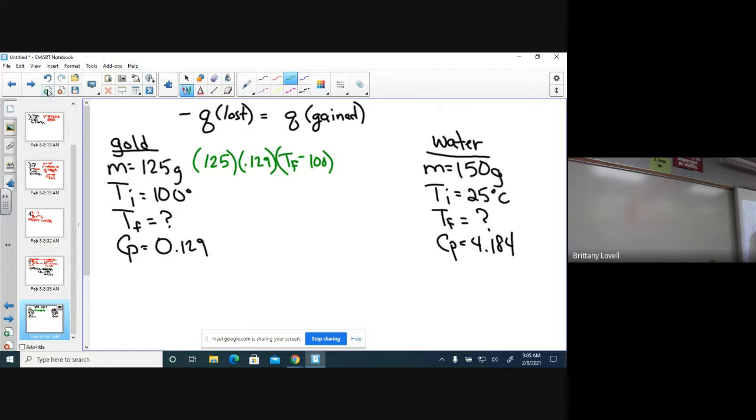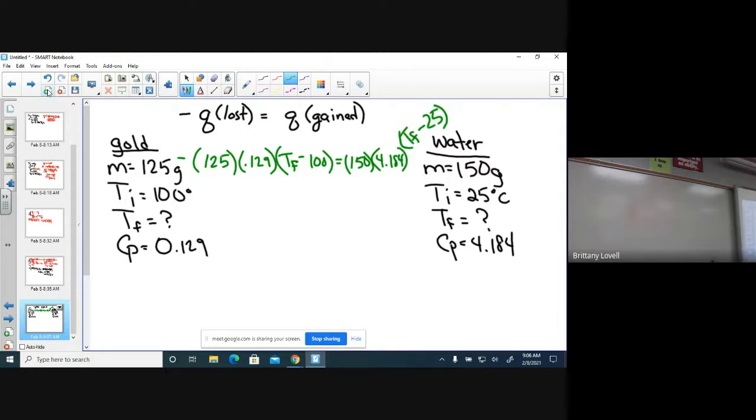All right. And we also know, because this is going to be our heat lost side, this is going to be negative. We have a negative Q value because we know this is going to be the exothermic side, losing heat to the water. So for the water, you have 150 times its specific heat, 4.184, times TF minus 25.